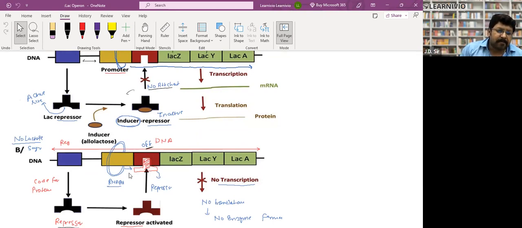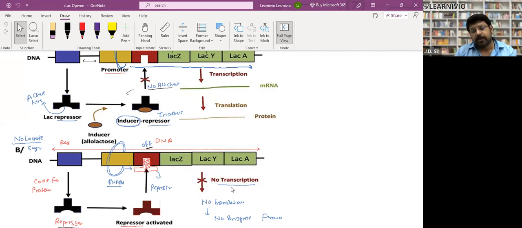Now what will happen in the promoter gene? RNA polymerase will come, it will join, right? It will join, but it cannot go ahead. Why can it not go ahead? Because there is a hindrance, there is an obstacle. What is the obstacle? The repressor protein. This repressor is the obstacle. It will not allow the RNA polymerase enzyme to go ahead, and due to this there is no transcription.